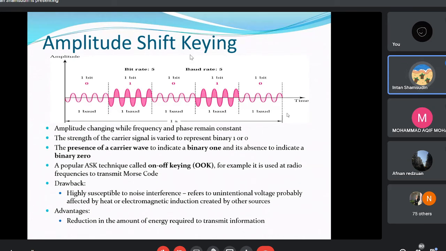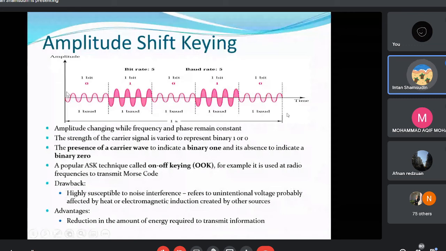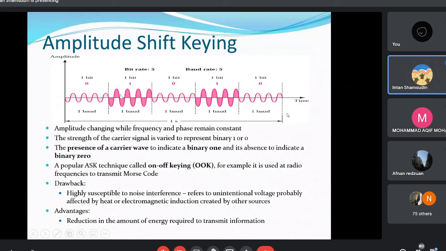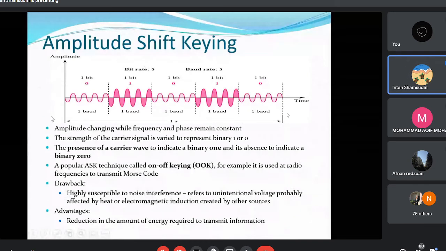Okay, amplitude shift keying. Okay, amplitude changing while frequency and phase remain constant. Okay, amplitude. Apa amplitude this one? Okay, amplitude dia berubah. Kalau you tengok kat sini, dia rendah sikit. Kat sini dia akan tinggi. Amplitude berubah lah. Okay, so for example, this one is 1 volt and then this is 2 volt. Alright. So amplitude shift keying. The amplitude is changing. Alright.